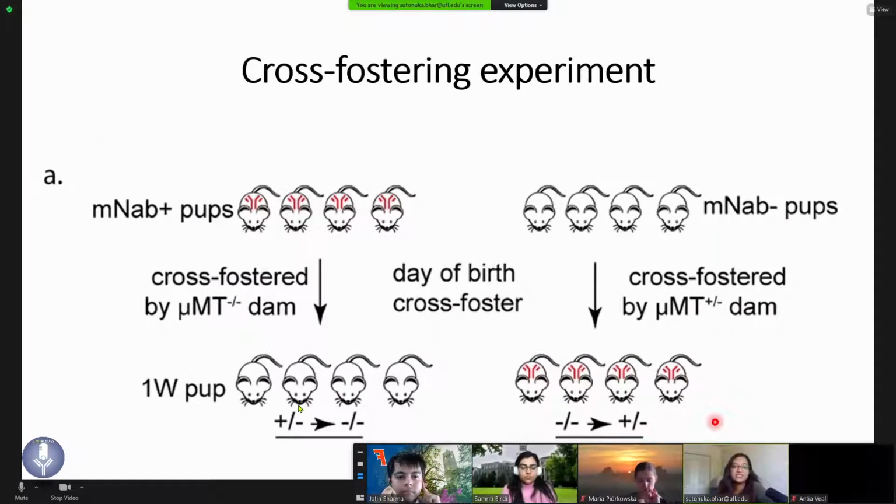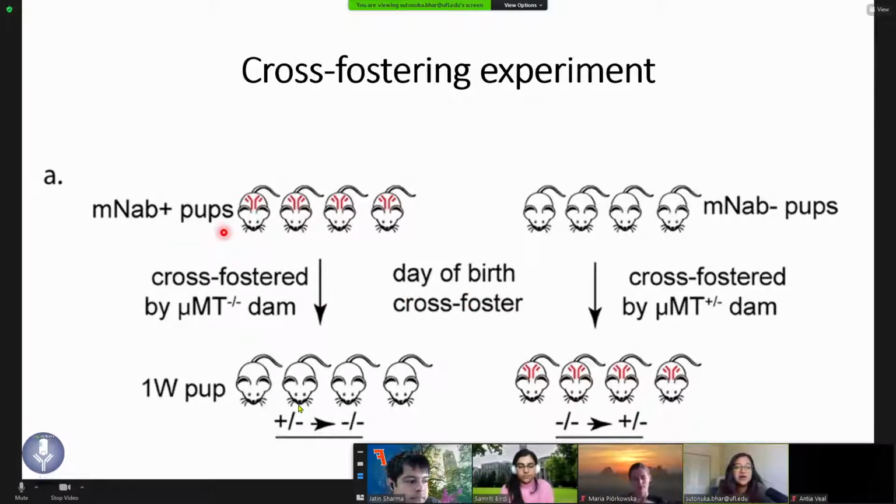The next thing they did was a cross-fostering experiment. In this case, fostering refers to whose milk the pups are drinking. So when they say cross-fostering, they mean that the pups having a normal mother are drinking the knockout mother's milk, but the pups having the knockout mother are drinking the normal mother's milk. So here are the mNab plus pups from the normal mother, and here are the mNab minus pups from the knockout mother. And as soon as they were born, they were taken away from their mother and cross-fostered.